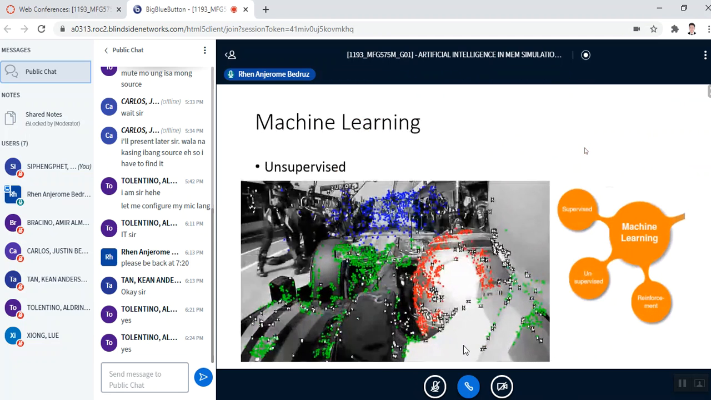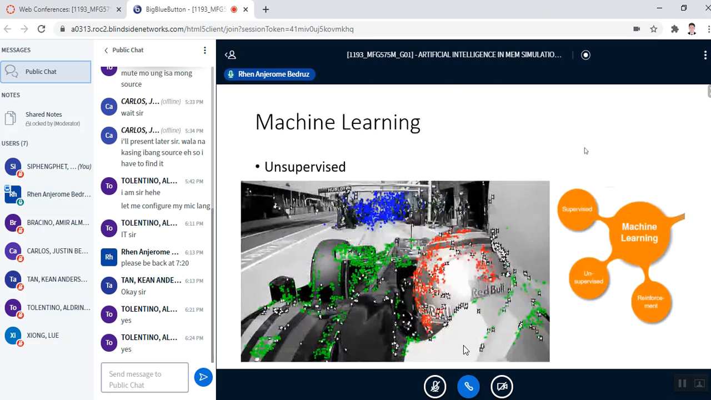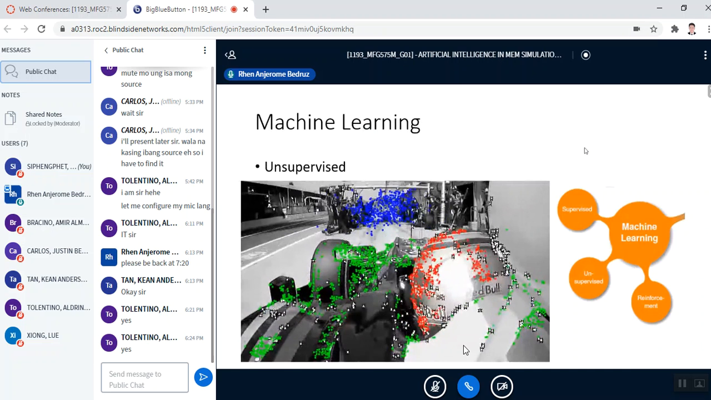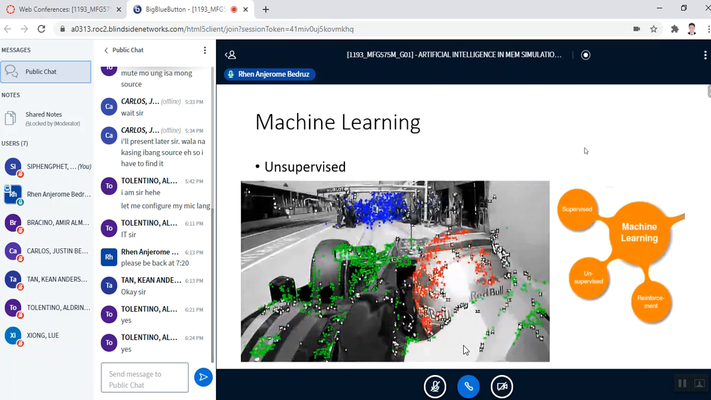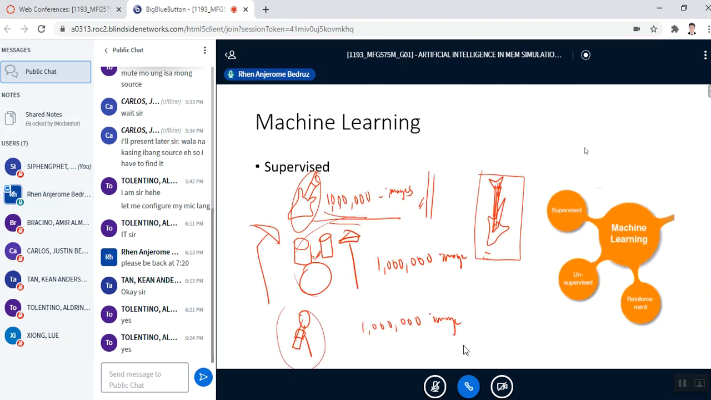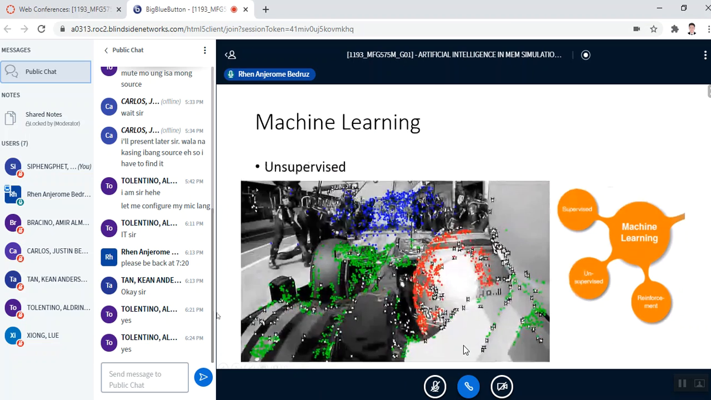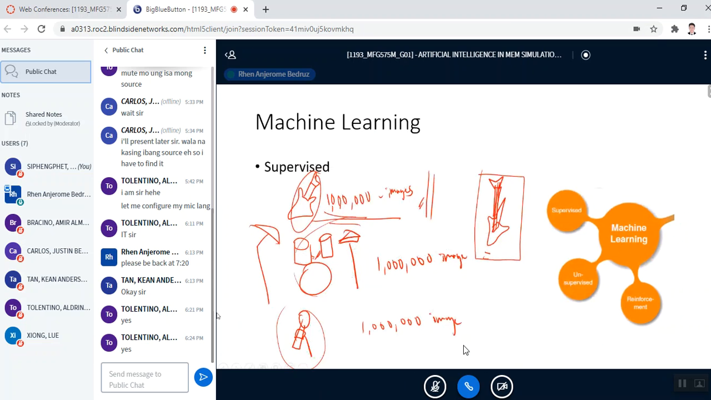Next is unsupervised machine learning. A while ago, the good thing with supervised learning is that we already trained our AI with a numerous number of images. We have already trained them with so many images. Now, what if you don't have any images to train your AI?